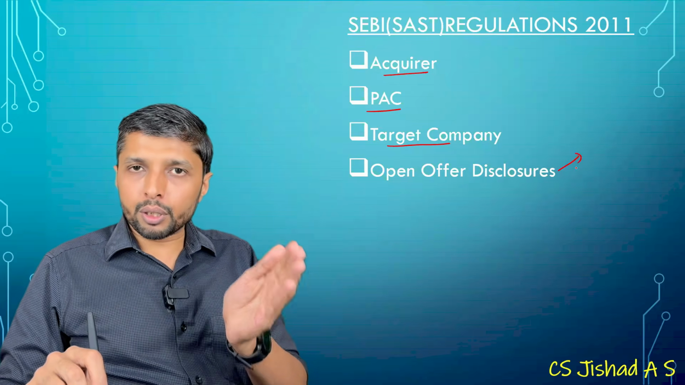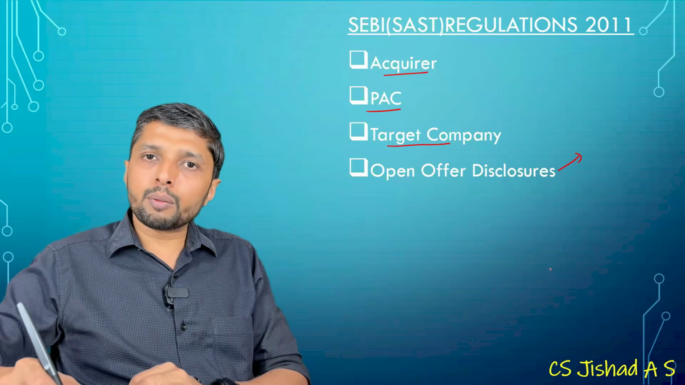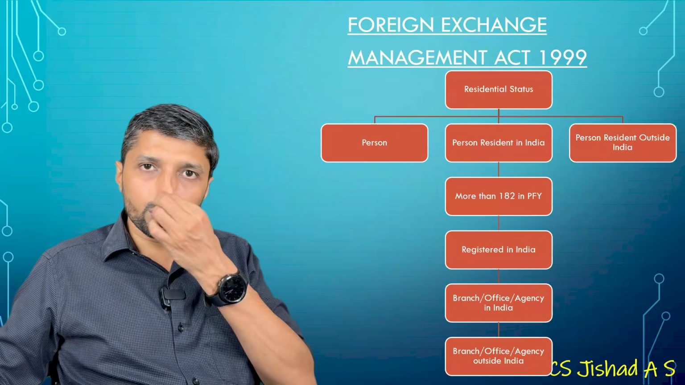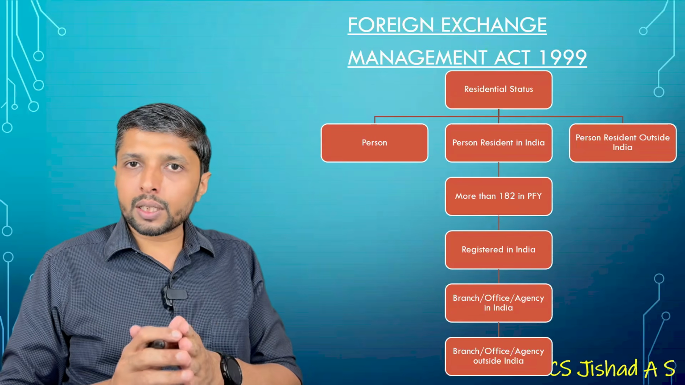If they are having 25 percent or more already in the target company, their trigger point will be more than 5 percent in a financial year. That is with respect to your open offer obligation. Now we will move to the provisions related to FEMA.